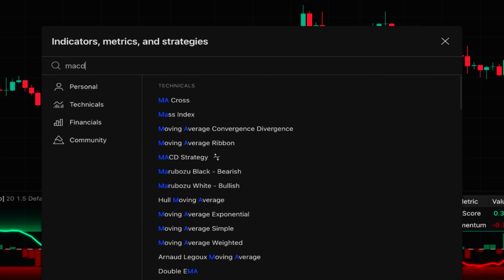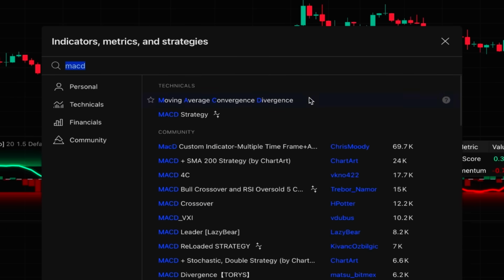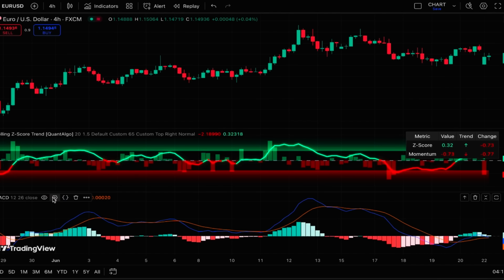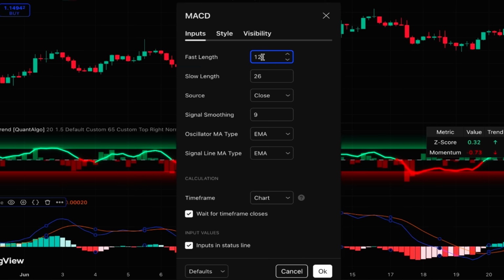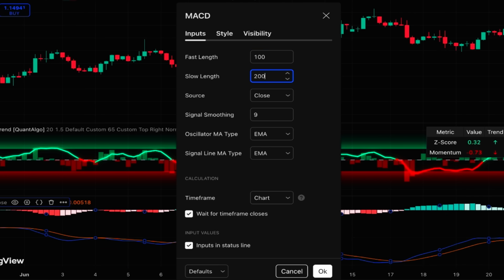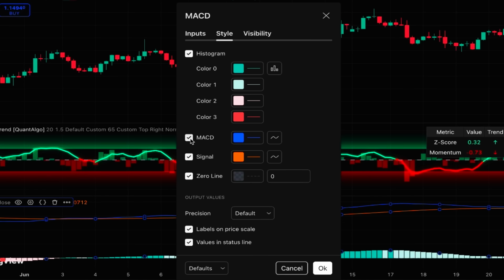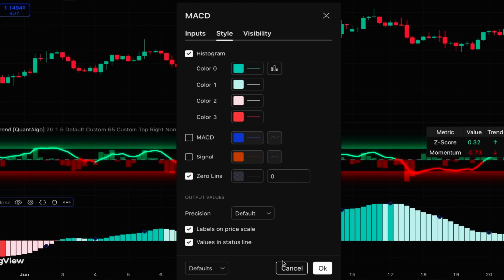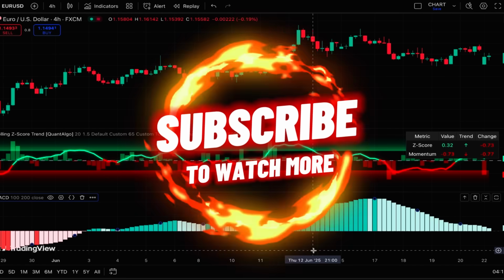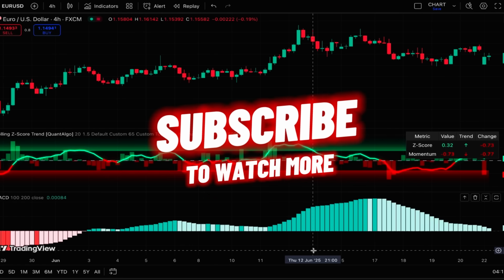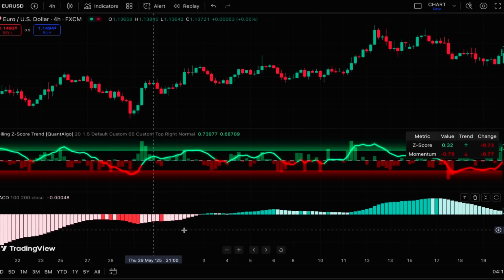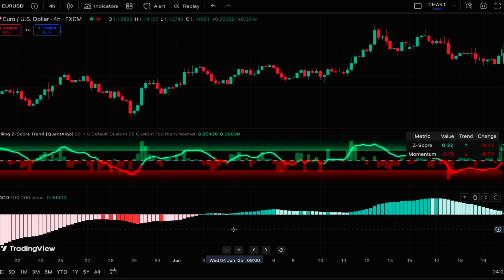For example, I add MACD, this one, moving average convergence divergence, and then I go to the settings of MACD to change the settings. Here for the fast length I set it at 100, for the slow length I set it at 200, and here for signal smoothing we set it at 50, and then here in the style tab we remove MACD line and signal line because we only need the histogram.